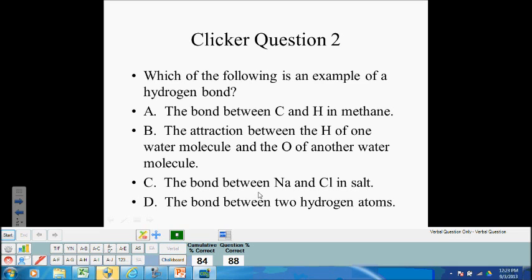Let's go down to C. What kind of bond would that be if it's between sodium and chloride? It has to be ionic, right? Because you've got a metal to a nonmetal. That's an ionic bond. And then D, the bond between two hydrogens. Hydrogens are both nonmetals, right? So what kind of bond has it got to be? Covalent.